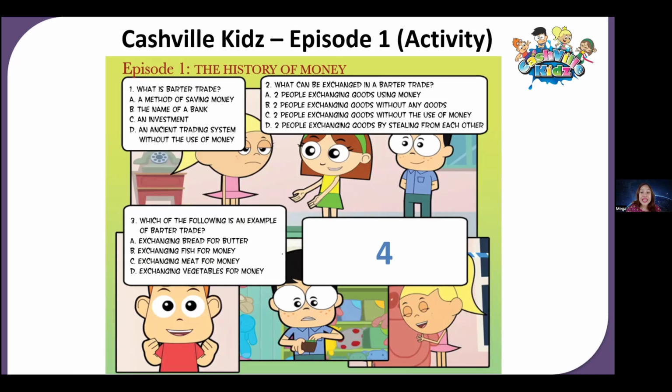Okay, let's go to the third question. Which of the following is an example of barter trade? Let me just rephrase that again. Which of the following is an example of barter trade? Is it A, exchanging bread for butter, B, exchanging fish for money, C, exchanging meat for money, or D, exchanging vegetables for money? All right, type capital G if you'd like to answer the question and win these cool prizes.